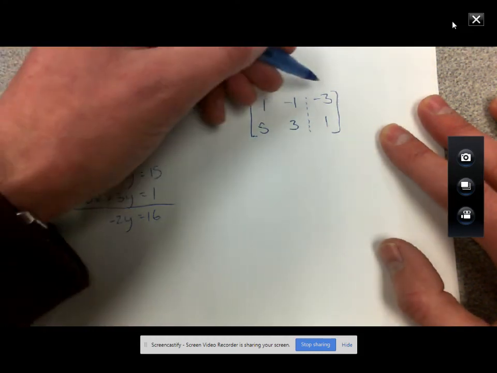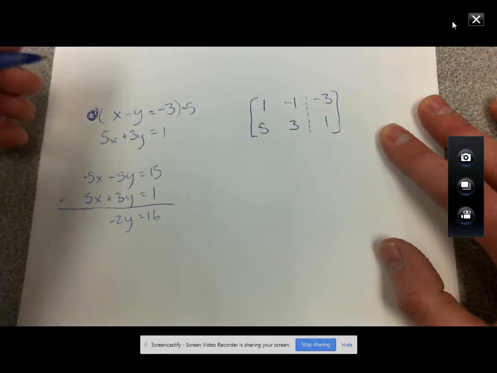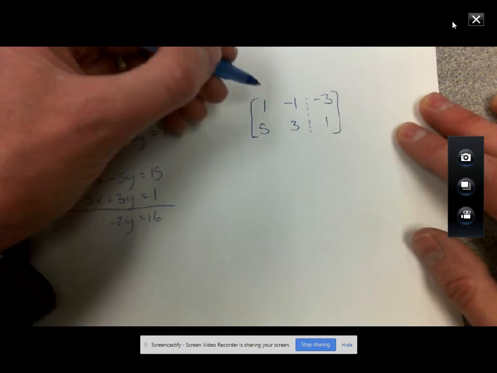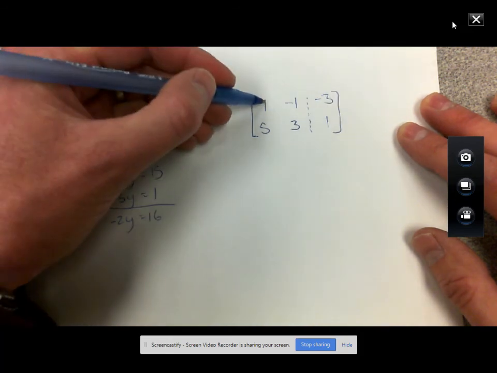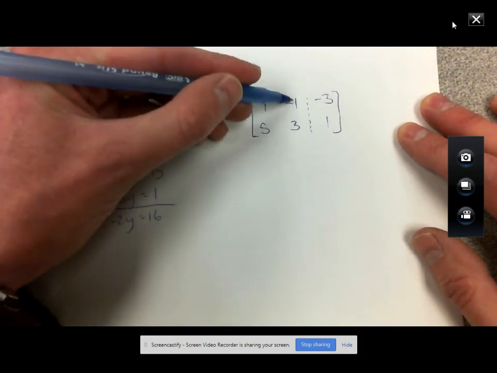How this looks in the matrix over here, or what we would do with this matrix, is kind of the same thing: we want this to be a 1. Remember that reduced row echelon form, we had a 1 here and a 1 there, a 0 and a 0.